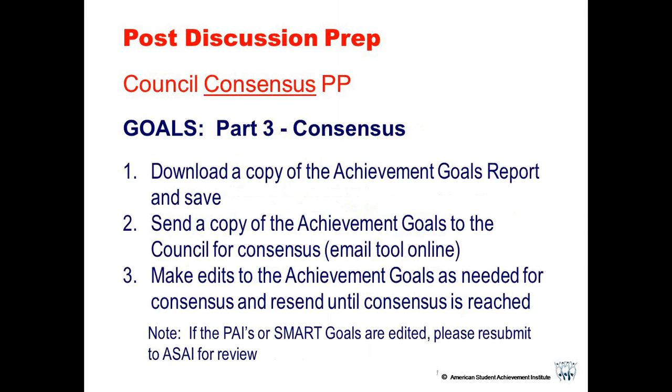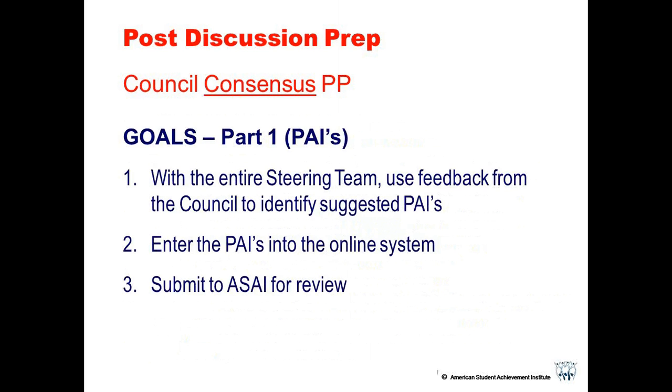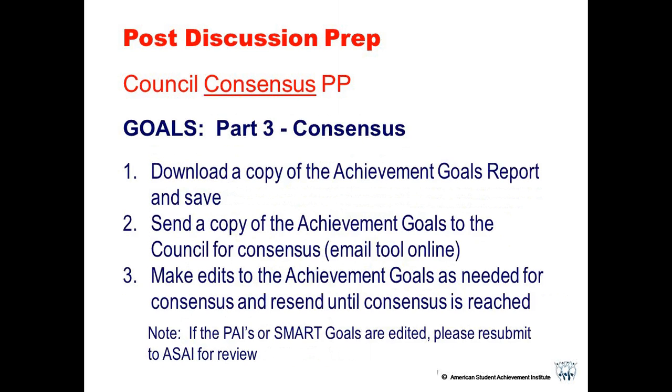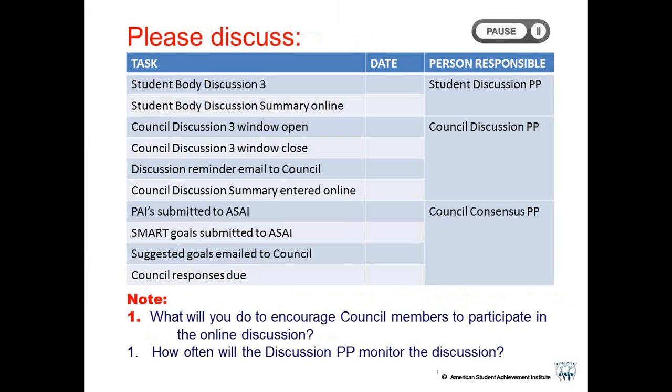So we just want to make sure that the goals are well developed and be able to coach you a little bit on those goals before they go out to your council. Okay, so that's part 3 is consensus. So again, part 1 is the PAIs, writing the PAIs, and get them approved. Part 2 is the SMART goals. And part 3 is developing consensus.